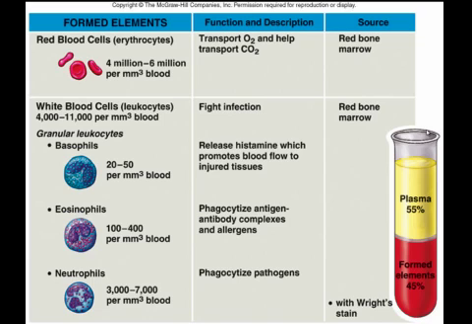In addition to the red blood cells, the other formed elements are the white blood cells, or leukocytes. Some of these are called granular leukocytes because whenever we stain them and look at them in the microscope, they appear granular. So the basophils, the eosinophils, and the neutrophils are 3 specific types of leukocytes. They each have a specific function in helping to keep us safe from pathogens. So you can see here, this is a chart from your book that lists these 3 specific types along with their function.